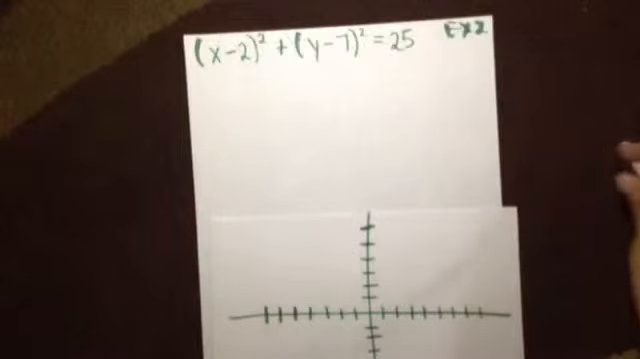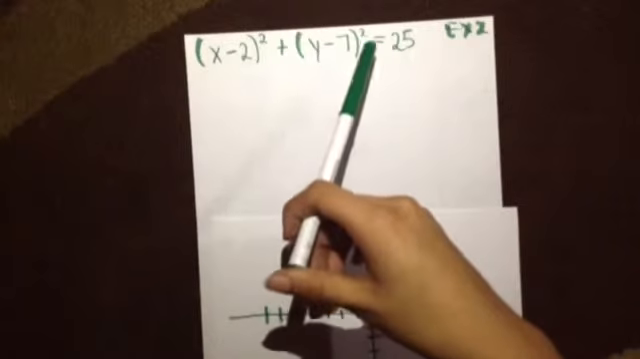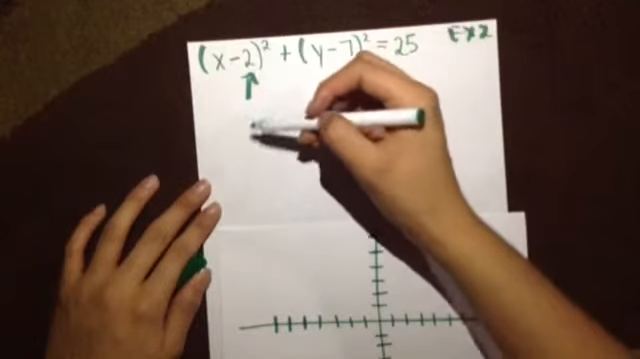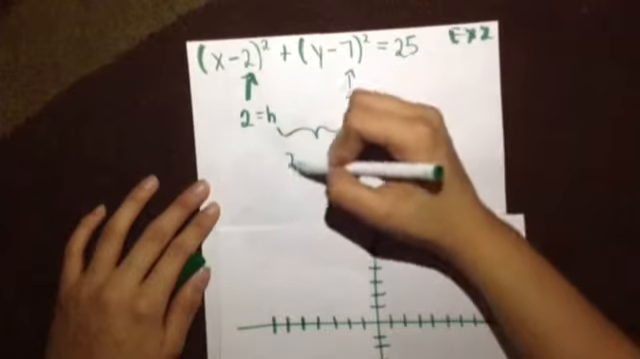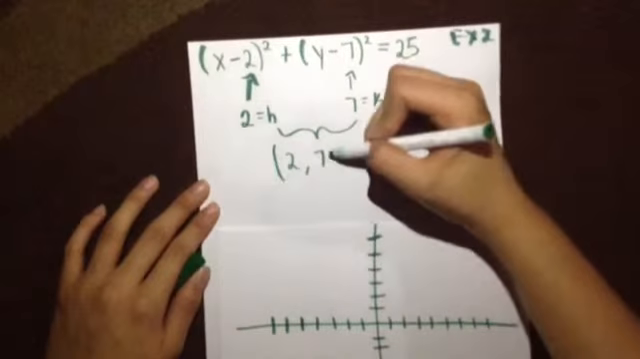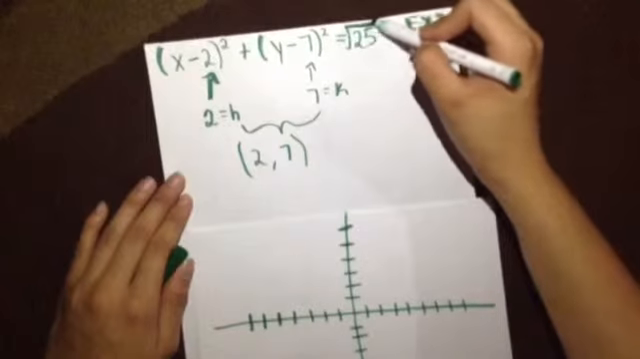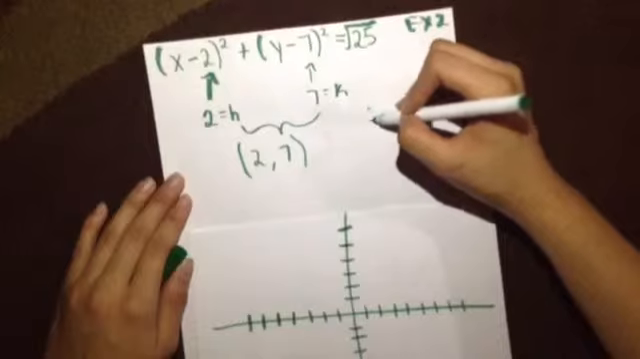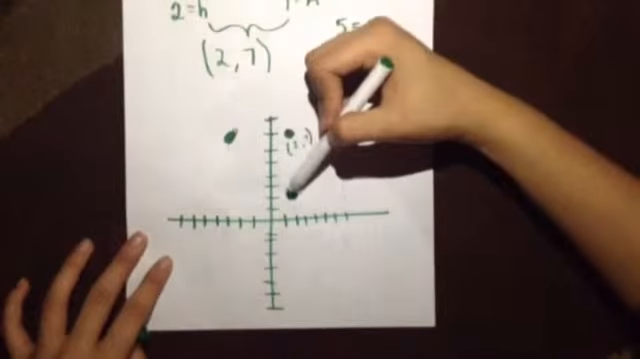Now we're going to graph the equation of x minus 2 squared plus y minus 7 squared equals 25. So we're going to compare once again the equation to the standard equation. This is going to give us the point 2, 7, and this is the center of our circle. And we get the square root of 25, which is 5, and that's going to be our radius. So here we have our circle.